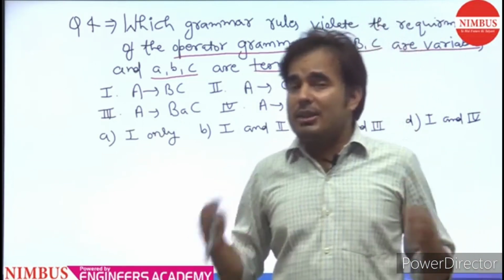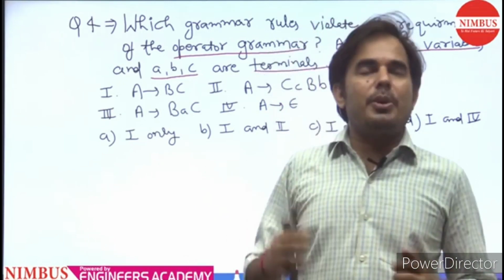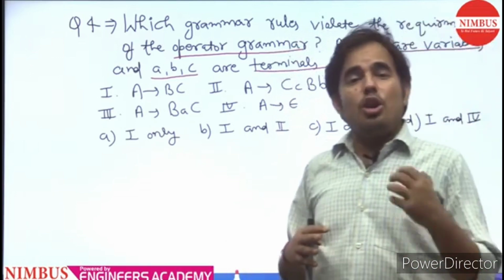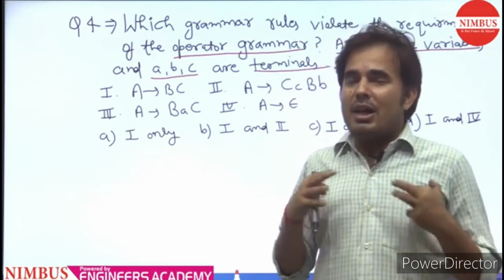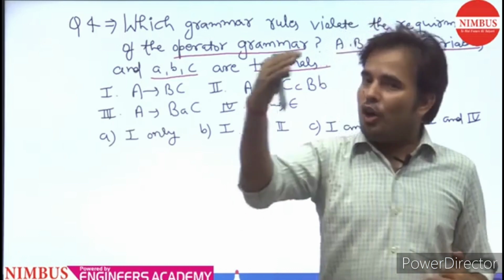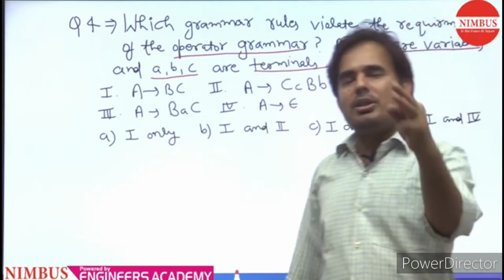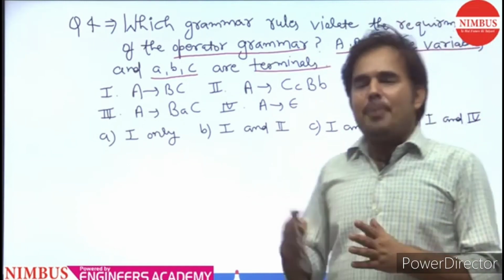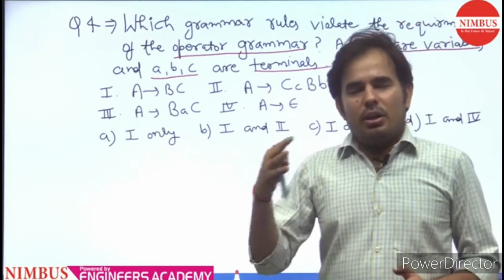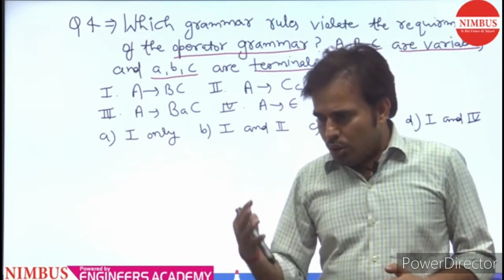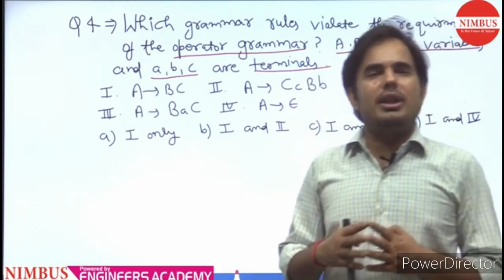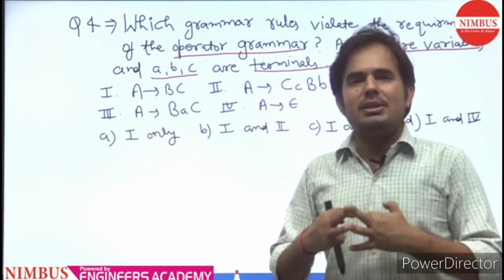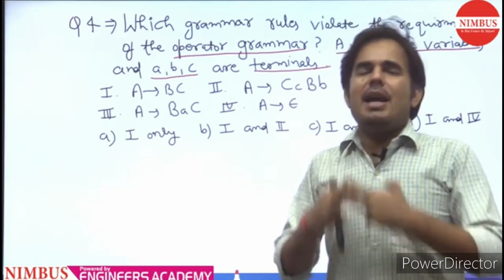So first we need to understand what the rules for the operator precedence grammar are. A grammar is called operator precedence grammar when the grammar does not contain the following productions. Two non-terminals should not be present together on the right hand side. That means no two consecutive non-terminals at the right hand side in any production.